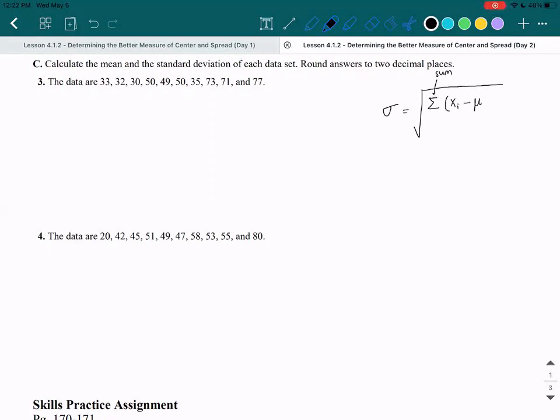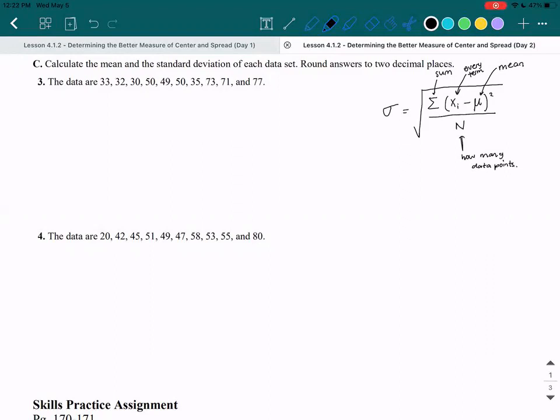so this is a little U with a line in the front of it, okay? And this is every term. And this is the mean. So you're going to take every term and you're going to subtract it from the mean. You're going to square it and you're going to add it all up. I know that looks crazy right now, but we will do it together. Don't worry. And then you're going to divide it by n. And n is how many data points.